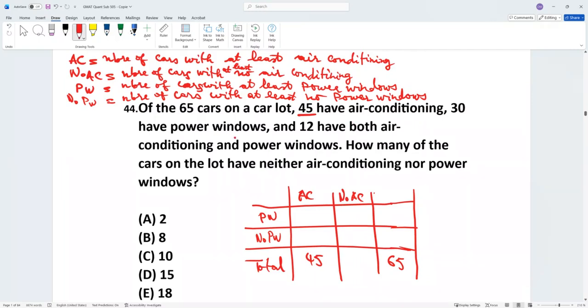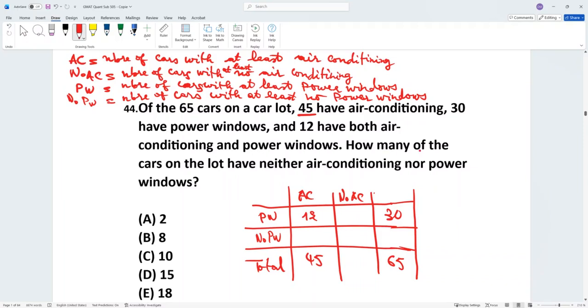Okay, and then we have 30 of them have power windows, and I'm going to use 30 here. So it must have power window with or without air conditioning. And then it says that 12 have both air conditioning and power windows. So we are going to cross here 12, that will be here. So air conditioning and power windows, it's 12.